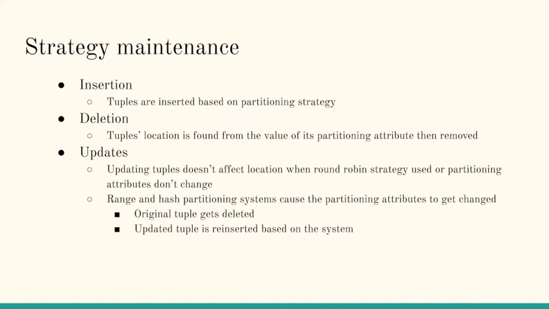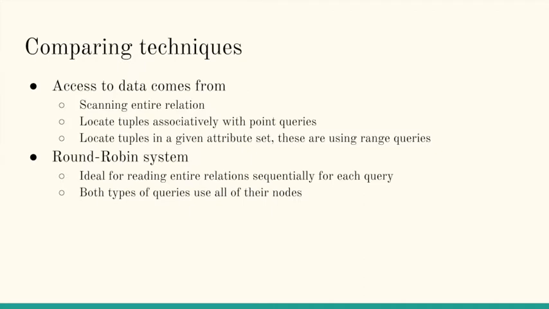The location is unaffected when you use a round-robin strategy, or if the partitioning attribute is unaffected. In range or hash partitioning systems, however, partitioning attributes do get changed. In this case, the original tuple gets deleted, and an updated tuple is reinserted based on the partitioning system. Access to this data comes from scanning the relation, locating the tuples associated with point queries, and locating tuples in a given attribute range for range queries.